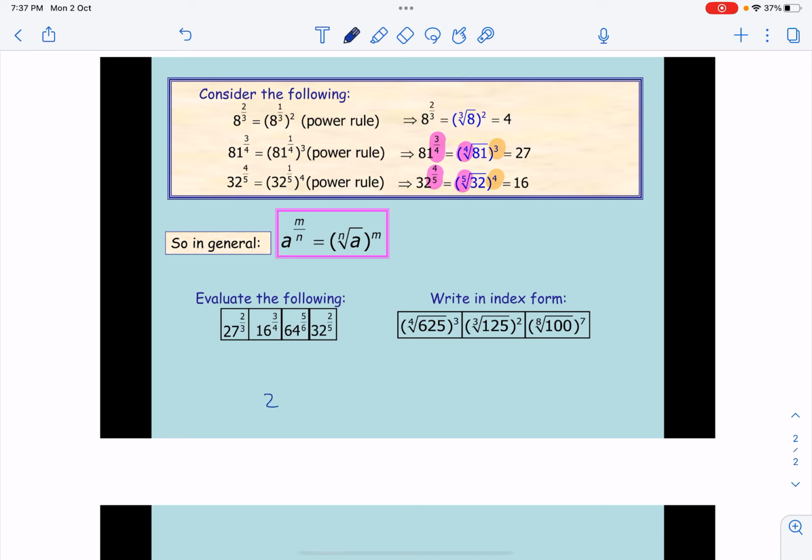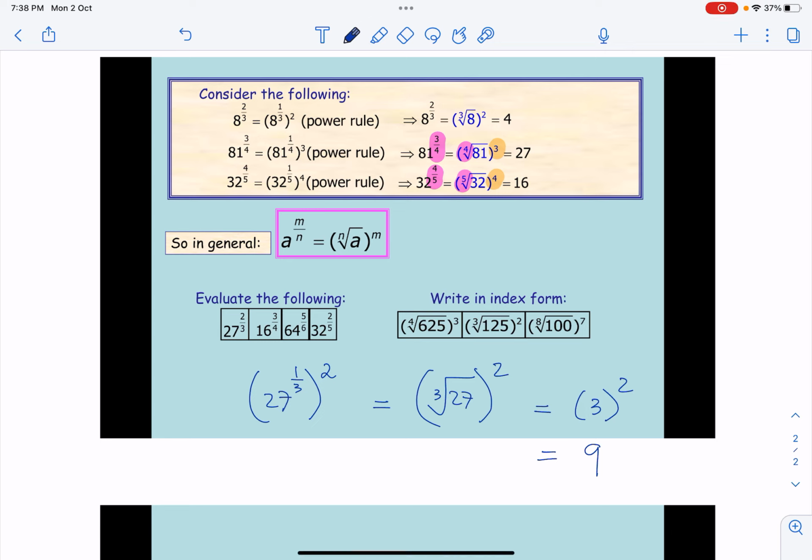So when I have 27 power 2/3, I can actually write it as 27 power 1/3 and then power 2 again, right? 2 times 1/3 is 2/3. So I will have to think about the cube root of 27, and then we are going to square it afterwards. Cube root of 27, something times something times something is 27, answer is 3, and then we are going to square it. So 3 squared is 9. So the answer to this question is 9.